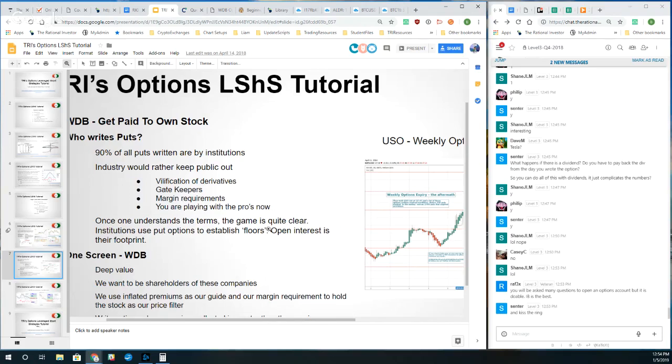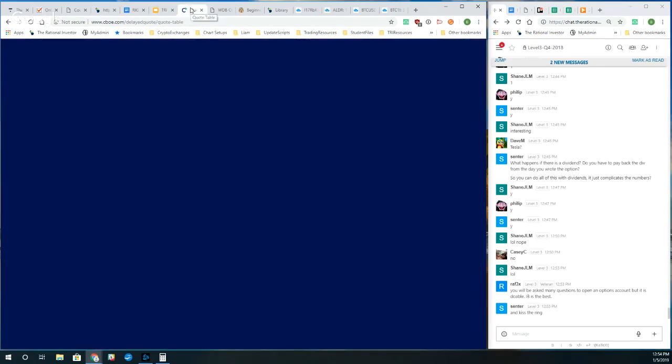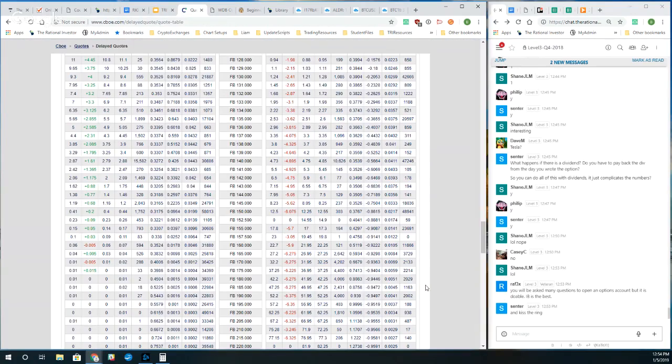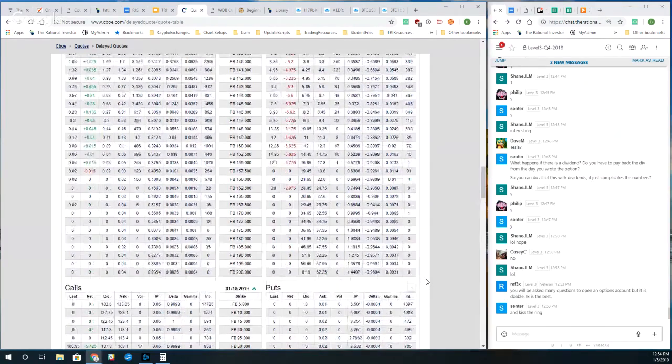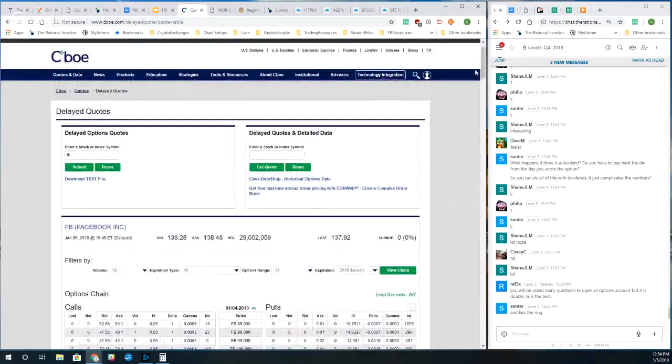And what you have to understand is that the professionals in the marketplace use the derivatives market to actually set floors and ceilings on stocks. They don't necessarily have to go into the marketplace and buy the stock outright. But as you can see here, by institutions, and you can see on Facebook, for example, the stock right now is sitting at 137.92.